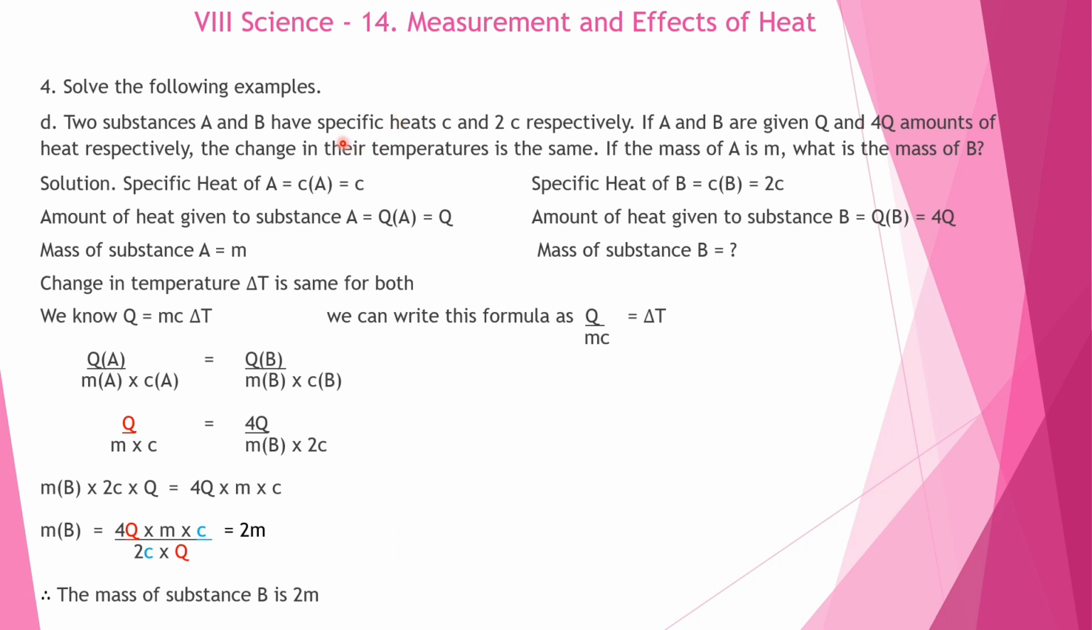So children, specific heat is denoted by C. Specific heat of A is C and specific heat of B is 2C. Amount of heat given to substance A, amount of heat means Q. Amount of heat for A is Q and amount of heat for B is 4Q. It is given here, children. Mass of substance A is M. What is the mass of B? Mass of B is not given. And change in temperature is the same. Change in temperature means delta T. Change in temperature delta T is the same for both.